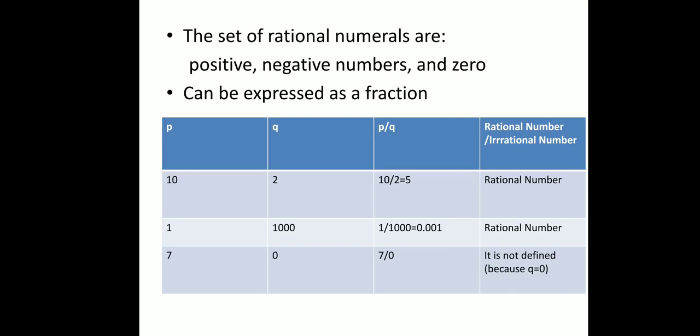Now coming to the second condition, which is Q should not be equal to 0, but here in this case Q is equal to 0, so the second condition fails. And if we take the ratio, that is P over Q, that will be 7 over 0, and this ratio, as we all know, is not defined because Q is equal to 0. So 7 by 0 is not defined.